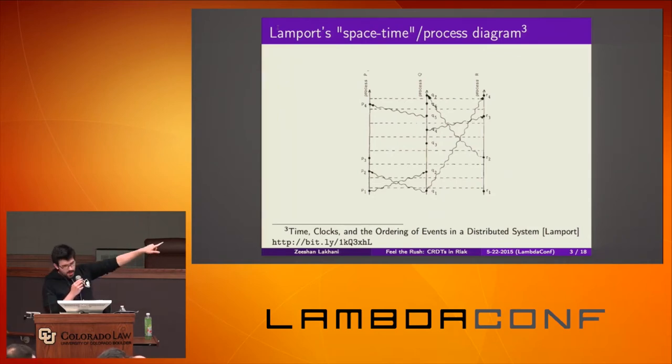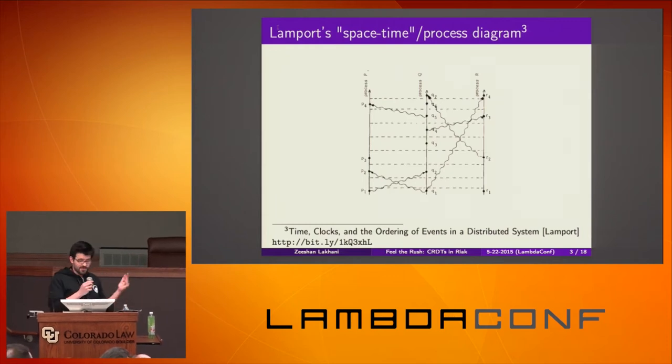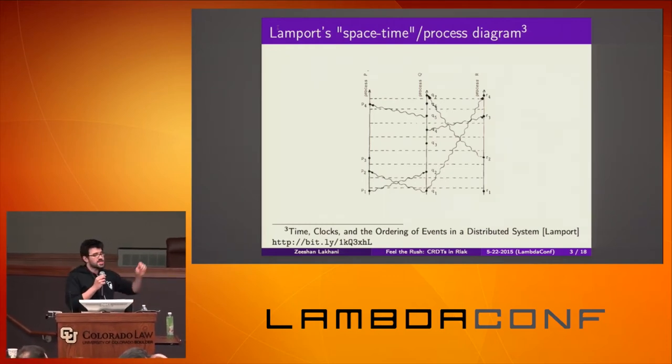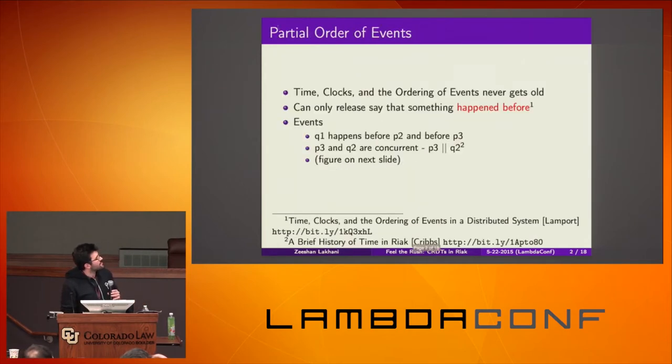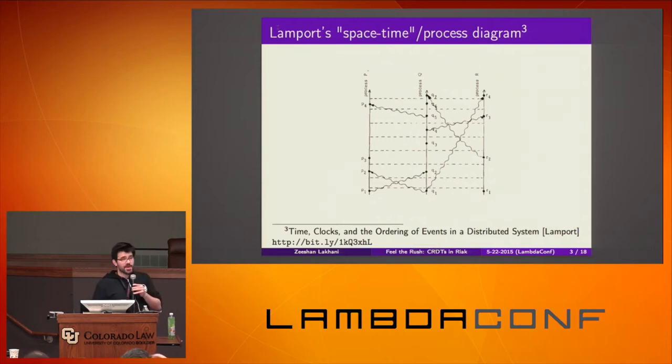So if you see here, we're talking about nodes, processes sending messages. This happens all the time. So we see here that Q1 is sending a message to P2, right? Like I said in the previous slide, Q1 happens before P2, and it also happens before P3.